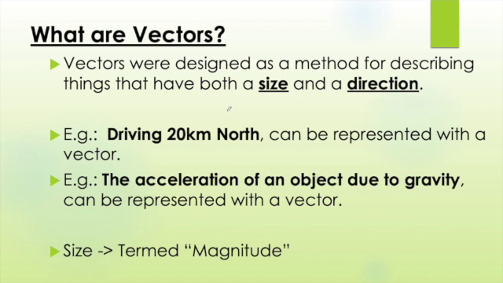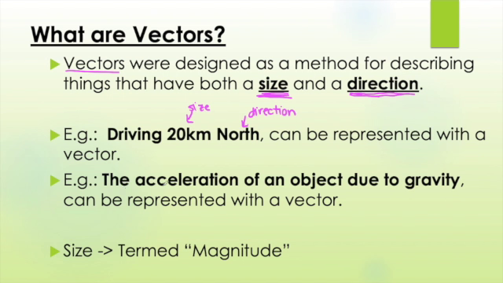So to begin, let's just look at what vectors are. Vectors are designed as a method for describing things that have both a size, that's very important, and a direction. So you have to have both for it to be considered a vector. Let's look at a couple examples. Driving 20 kilometers north can be represented with a vector because we have our size and we have our direction.